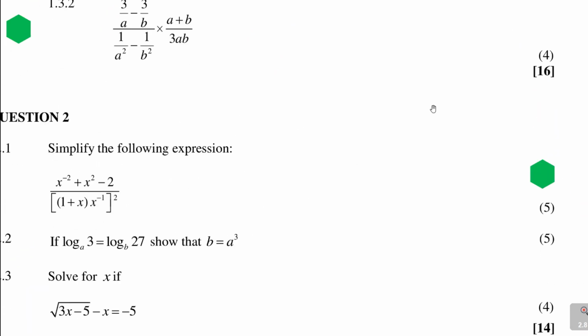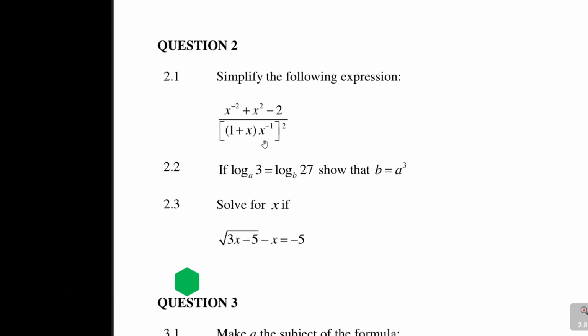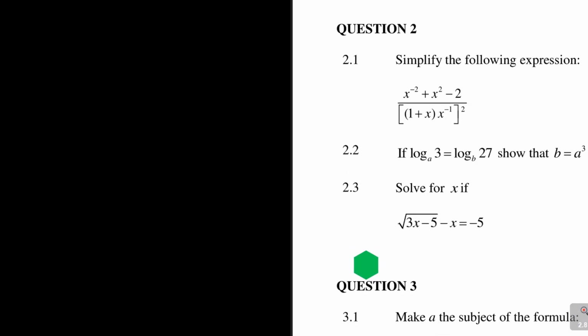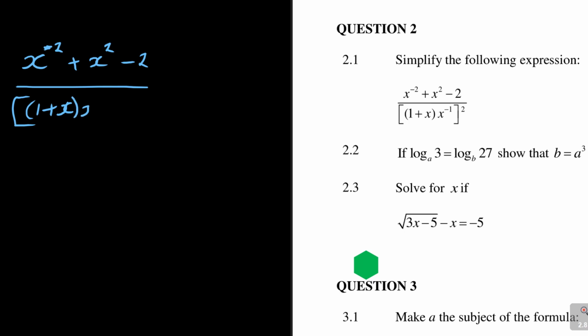Alright, question number 2. So this was out of 16 marks. Question number 2, simplify the following expression. How many marks? 5 marks. Maybe there was a bit of working also there. Let's do it. So what we've got is x negative 2, that's a negative, plus x squared, minus 2 over, I put a long bracket and a small bracket, which is 1 plus x, and then x to the power negative 1, all squared.